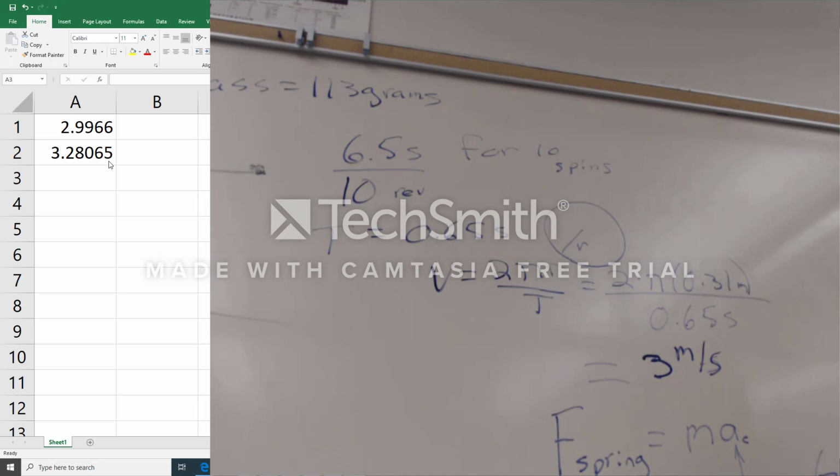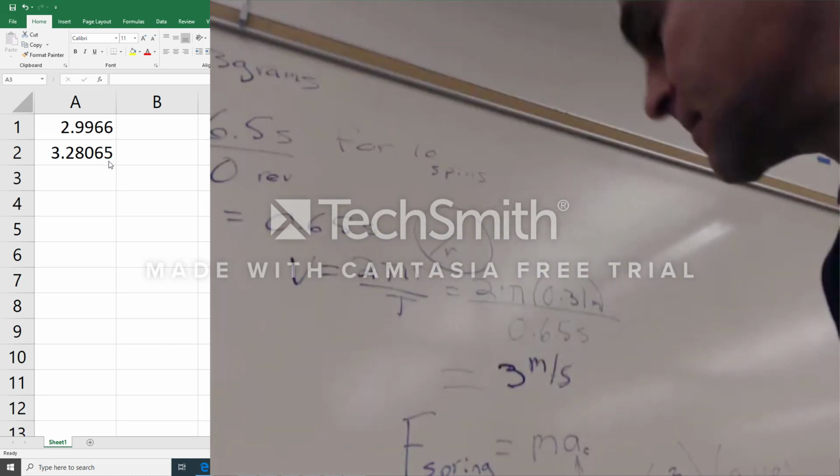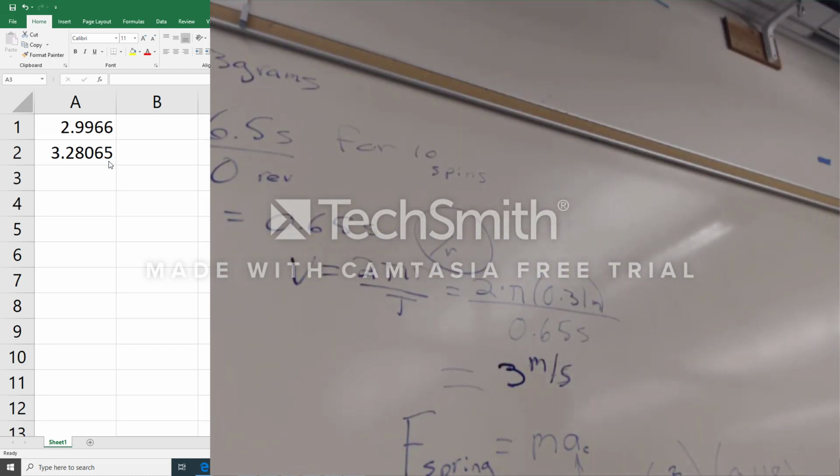Now the question is, what was the force that I measured for the spring for this? What was the force I measured for the spring? It was 3.1 newtons. So I was pretty close. So then you can find the percentage error.